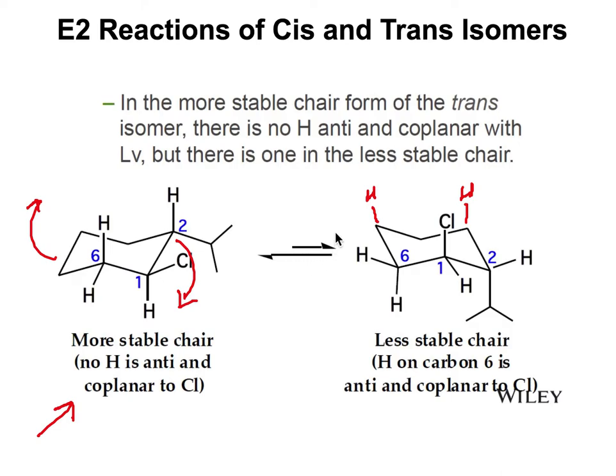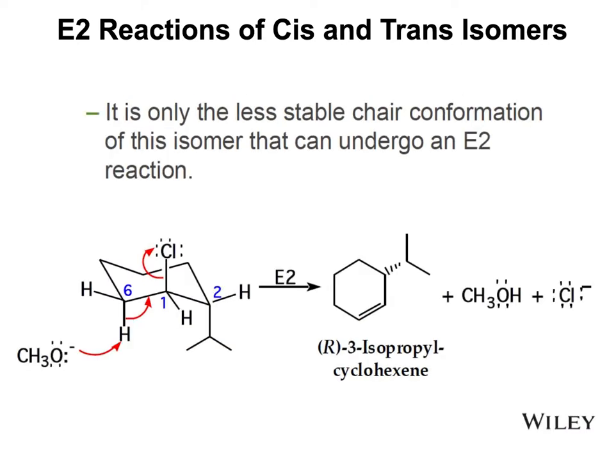So you see, that equilibrium will not be favored, but actually this is the ring that will react because we have the chlorine there, and that chlorine has one of the hydrogens that is 180 degrees and coplanar to that Cl. So then the base can come, remove that, and then the chlorine will leave. So here we see it, right? So the base can come and the chlorine can leave, and that's how we get the double bond there.